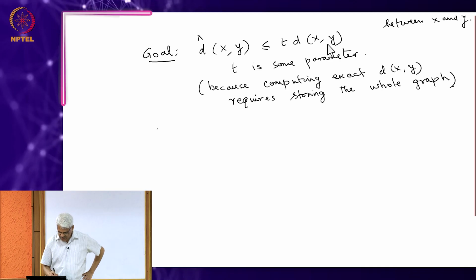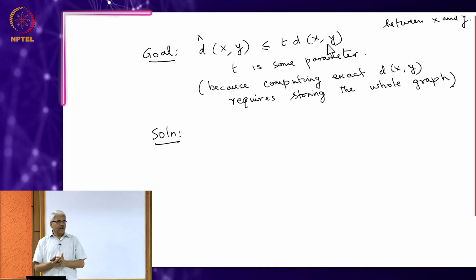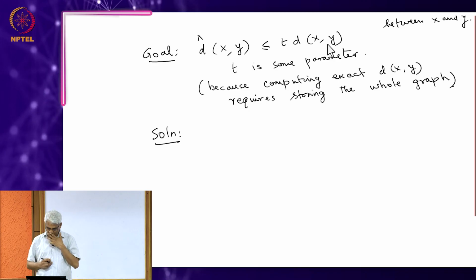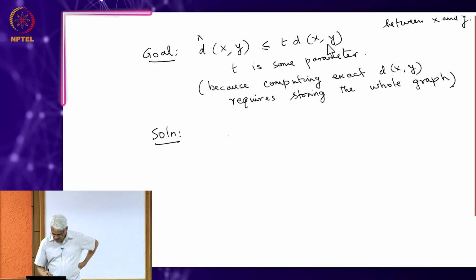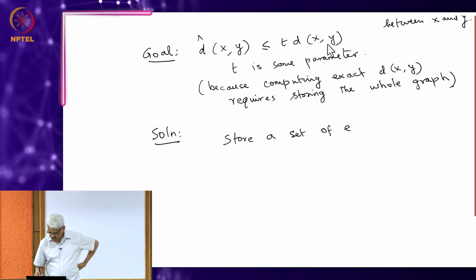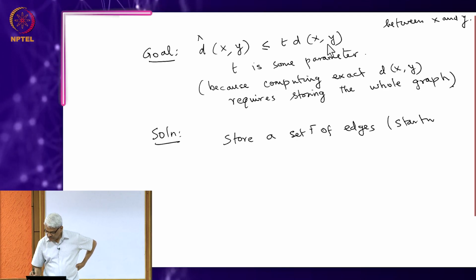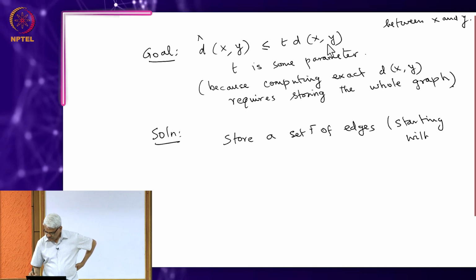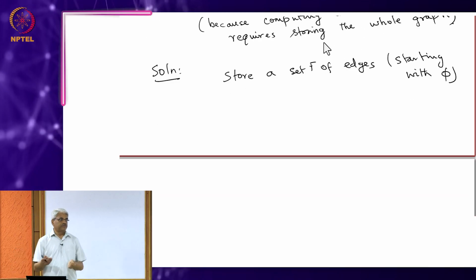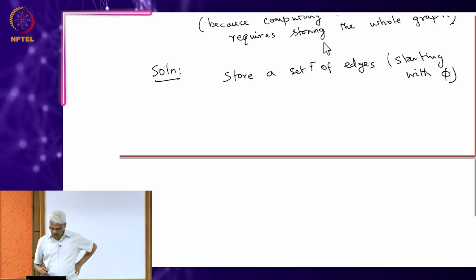So here is the solution. Again, I am going to store a set of edges, so basically a subgraph of the graph, starting with the empty set. Now when an edge comes, I need to know, should I include it in my graph or not? What is the criteria by which I am going to store?